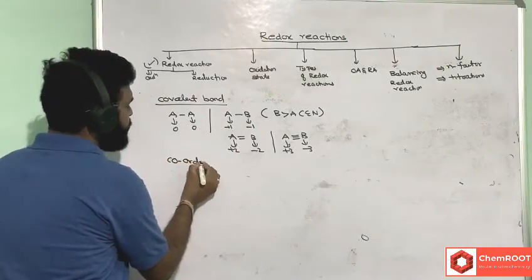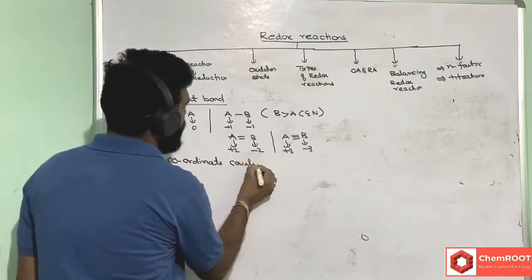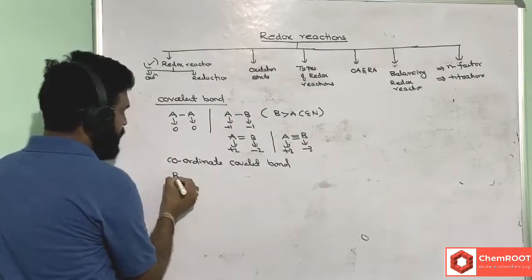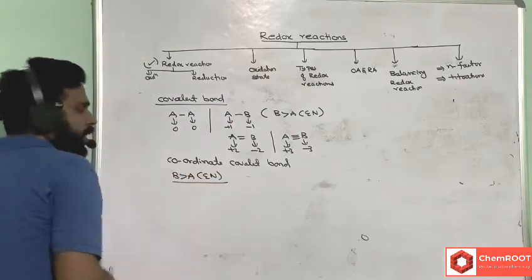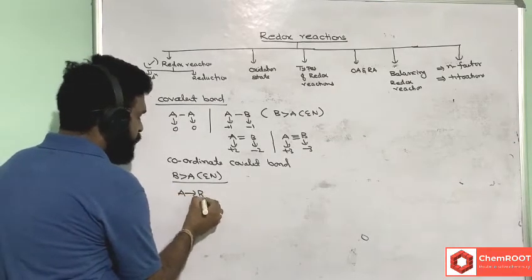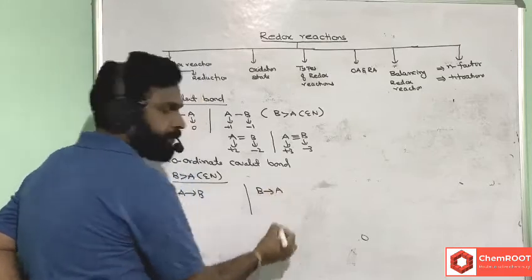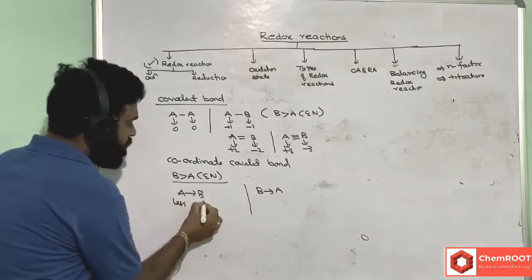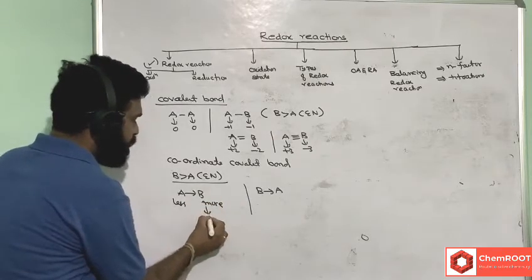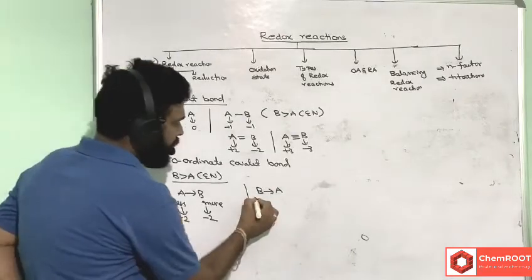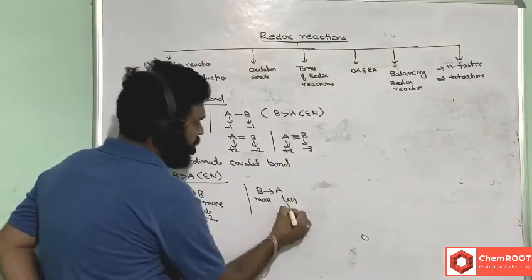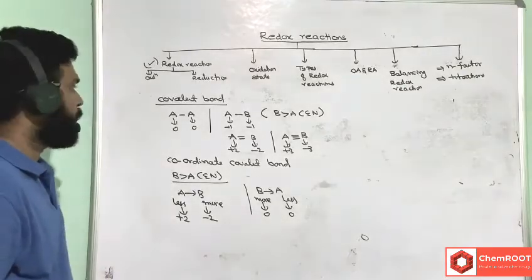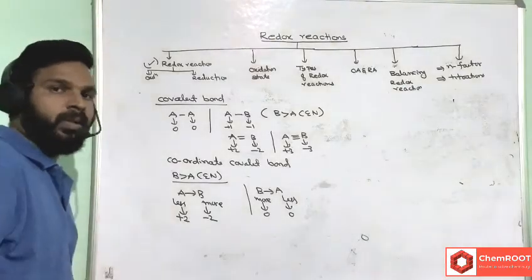If a coordinate covalent bond is there, in the coordinate covalent bond case, you have the same situation: B is more electronegative than A. In that case, what happens? A donates electrons to B, or B donates electrons to A. So maybe the coordinate bond will be A to B or B to A. We know that this one is less electronegative and this one is more electronegative. So if it goes from less to more, the contribution is: the more electronegative one will be -2, the less will be +2. But if it goes from more to less, then the contribution will be 0 and 0. This is a special case in covalent bonds. So by using these concepts, we are able to find the oxidation states.